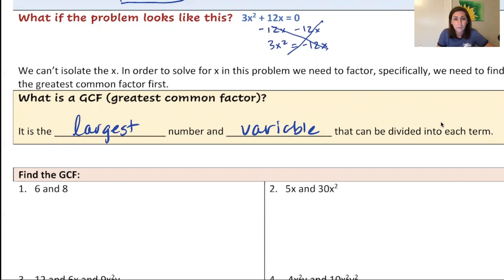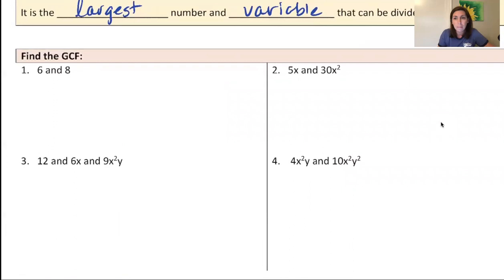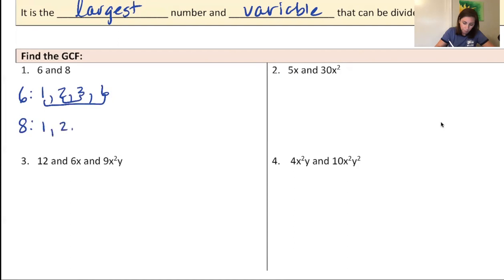For example, with 6 and 8, what is the largest number that is a factor of 6 and 8? What is the largest number that divides into 6 and 8 evenly? There are two methods you can use. You can list all the factors. I know 1 times 6 is 6, so 1 is a factor. I also know that 2 times 3 is 6. So there are all my factors of 6: 1 times 6, 2 times 3. What are the factors of 8? 1 and 8, and 2 and 4. When I list them out like that, I can just find the one that's in common, and that is the largest. 2 is in common for both of those.